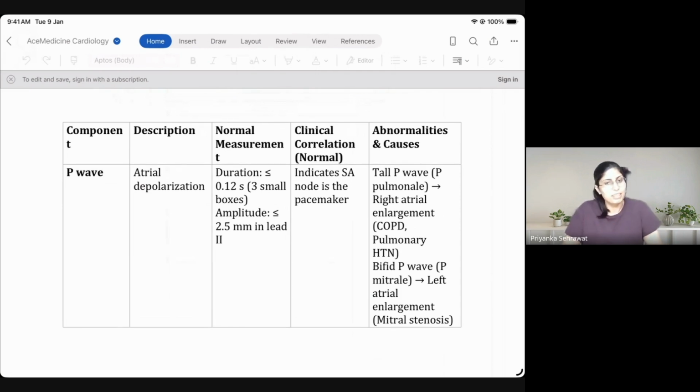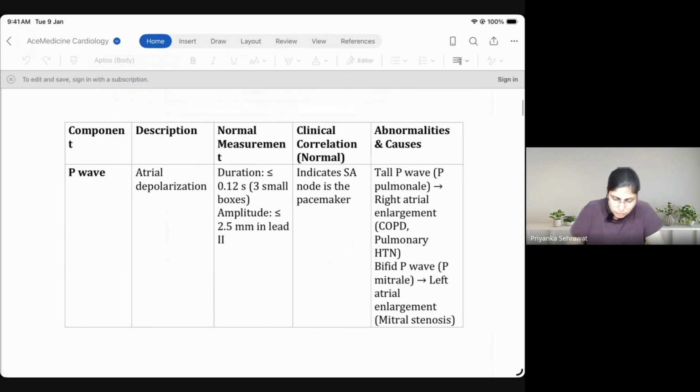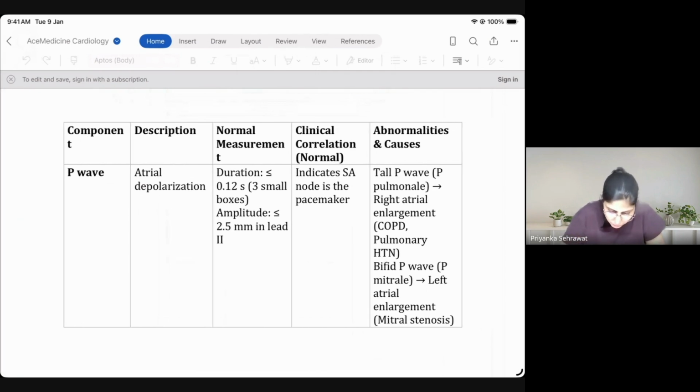So first thing, P wave, it indicates atrial depolarization. Before going ahead with this, do you understand? Have you understood everything till now? Any doubt till now? Because this was the basic.